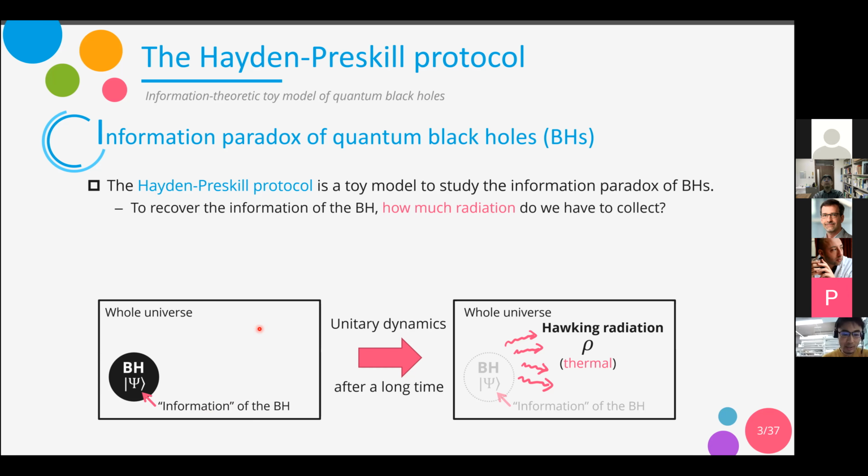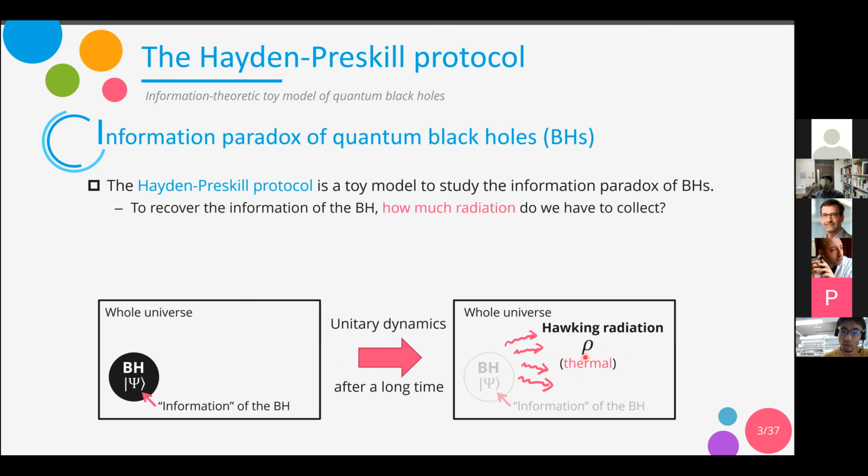And we just let the whole universe undergo some unitary time evolution. And we believe quantum mechanics is correct. And then, believing the calculation of field theory as well, we have Hawking radiation. So eventually, the black hole evaporates. And we have the Hawking radiation, which looks locally thermal in the end of the day.